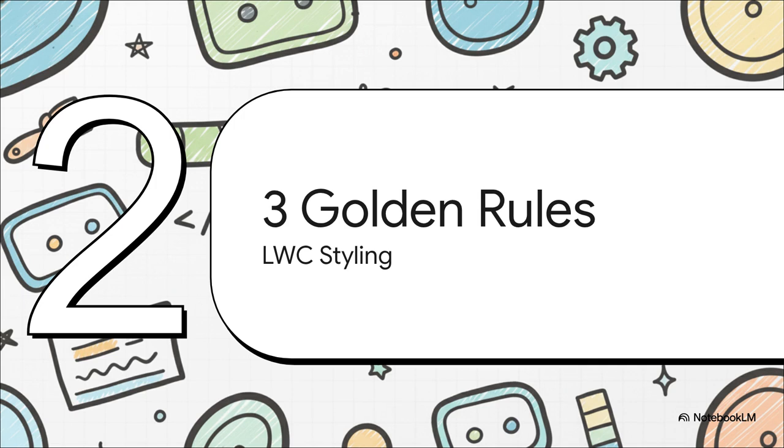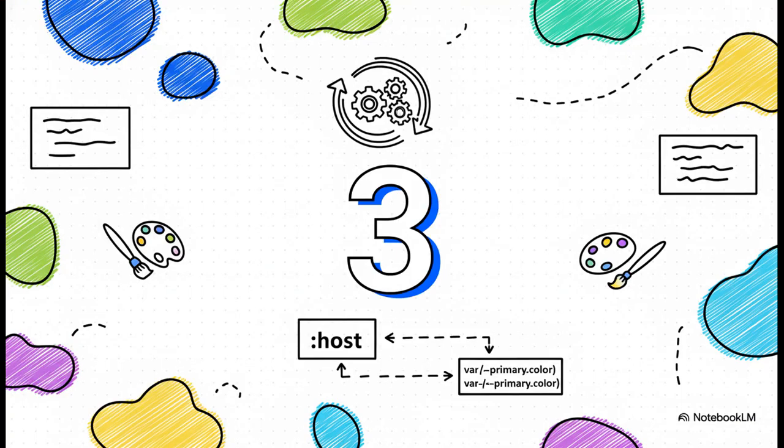Okay, we have covered a lot of ground. So let's boil it all down into three simple golden rules that will save you every single time you need to style a Lightning Web component. Golden rule number 3: stop hard coding colors. Seriously, use CSS variables defined on the host. This will make your components so much easier to maintain and super flexible for any future theming changes. Your future self will thank you.